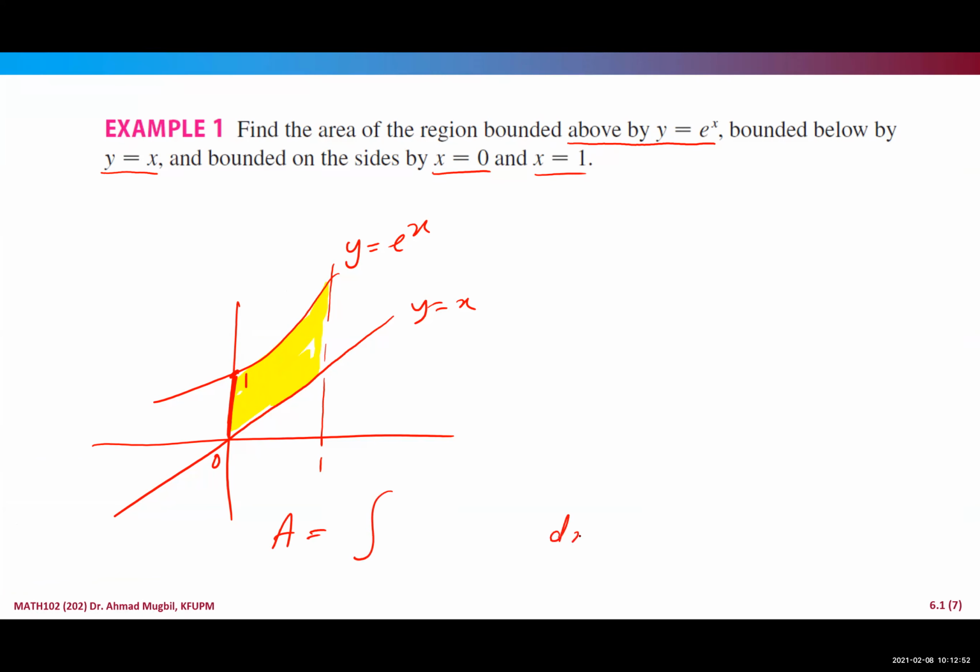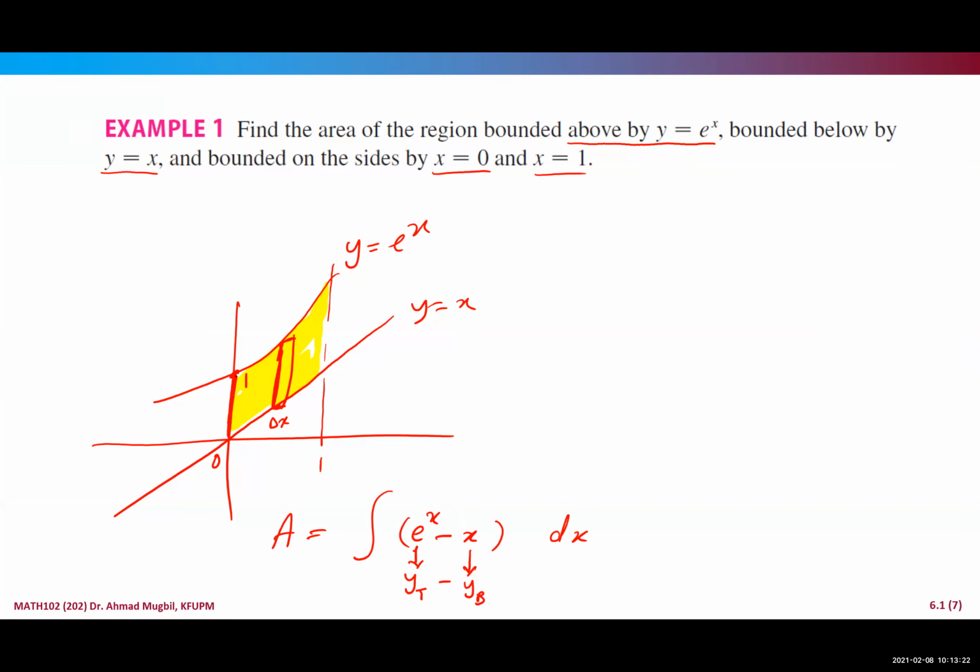We will integrate with respect to x. Why with respect to x? Because if you draw a typical rectangle, its width will be delta x, and its height will be the upper curve minus the lower curve. What is the lower curve? x. So what we have here is y top, and what we have here is y bottom. So it is just y upper minus y lower.